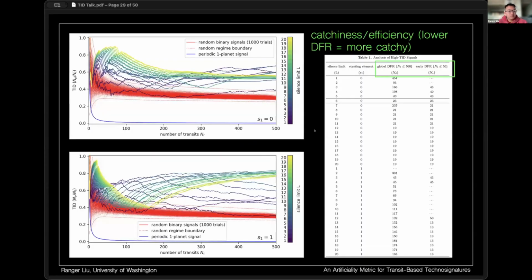We then built 40 of these loud and persistent signals. We tested silence limits from 1 to 20 for signals starting either with a 0 up here or starting with a 1 down here. So these are all the behaviors of those signals. And then for each of these signals, we quantified the kind of catchiness by calculating the number of transits it takes to reach distinction from randomness. We calculate that in 2 slightly different ways.